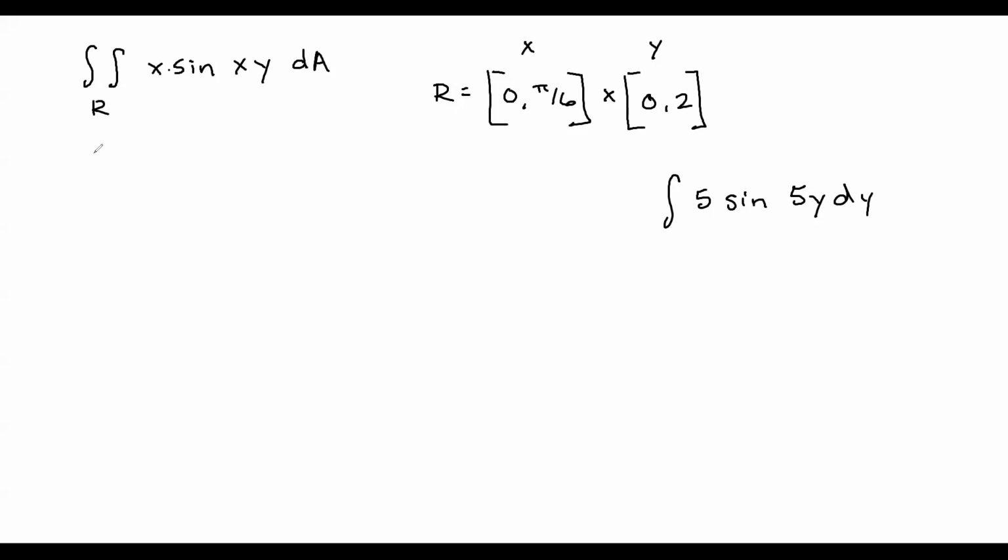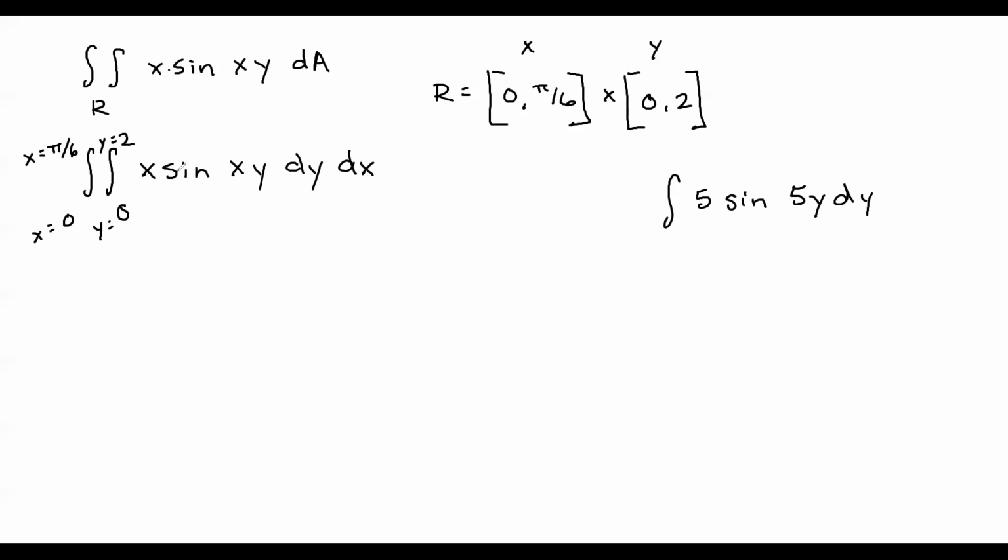So my advice is, if it's less complicated, the variable that's less complicated is the one we want to do first. So we're going to do x sine xy dy dx, and then the y bounds here are going to be 0 to 2. And you can label those. And then the x bounds are the other bounds. And so we've got 0 to pi over 6. Those are our x bounds.